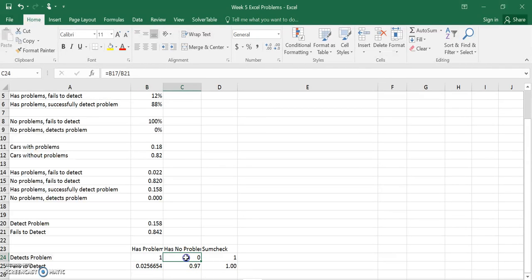All right, so now let's go ahead and fix these. So actually, we'll just make sure it's correct. So has no problem and detects problem, no problem, detects problem, and then this actually needs to be divided by detects problem right here, okay? It's still 0. All right, and so has no problem and fails to detect, so that's no problem, fails to detect, so that's right, and then B21 fails to detect. Yep, so that should be right as well. And our checks are telling us that these two are right, so these two should sum to 1, and they do. So this is now correct.